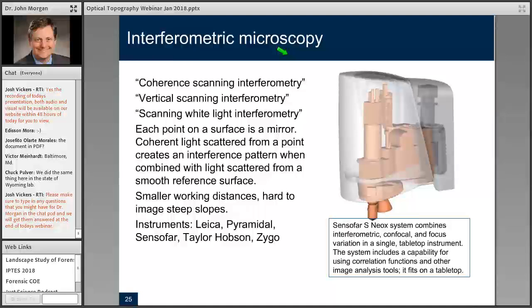Interferometric microscopy is the next one. And there are several systems. The Sensofar actually uses interferometry as well as other modes. There are many other interferometric systems available out there commercially, especially outside of the forensic science community. Most of these systems were developed outside the forensic science community and now are available inside to forensic scientists.